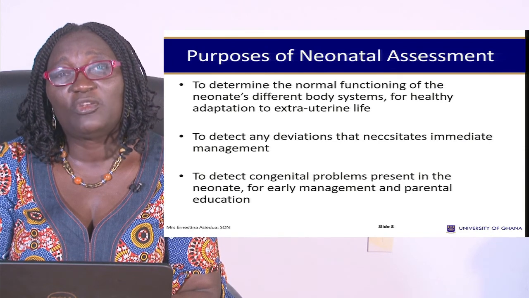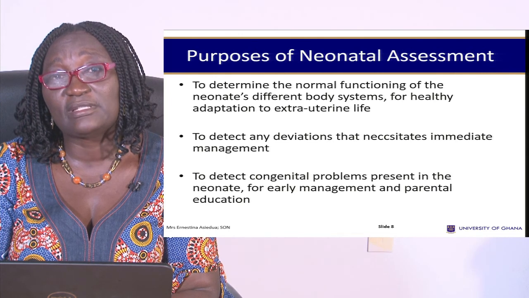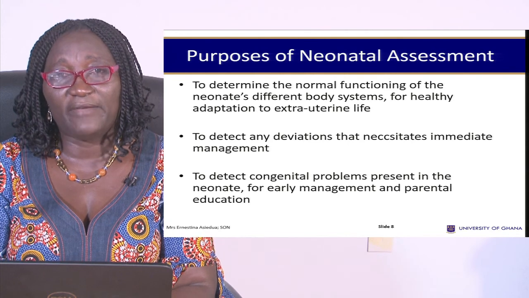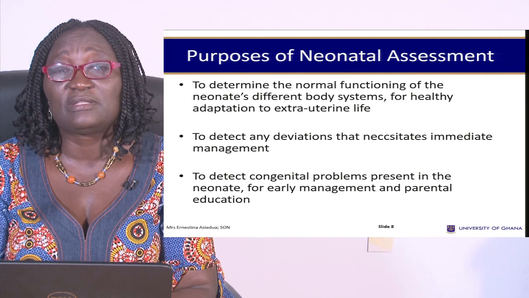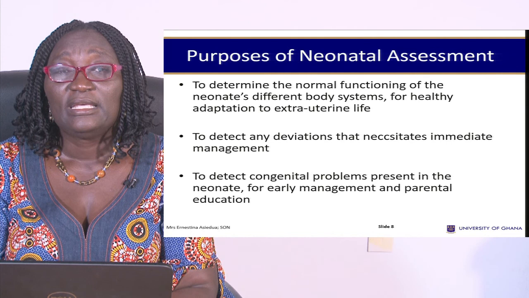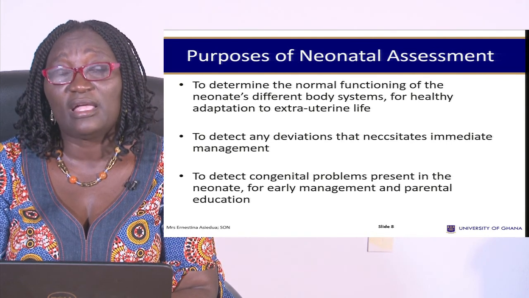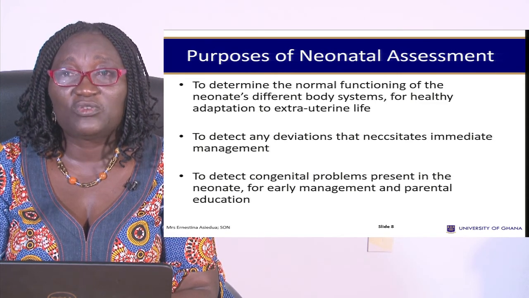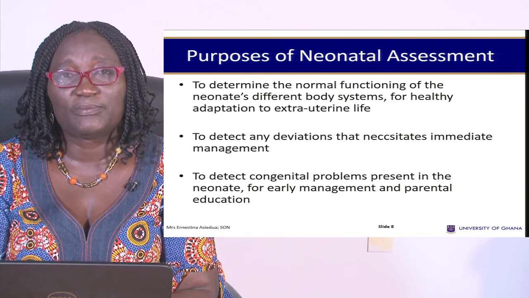We also want to determine normal functioning of the neonates. We'll be looking at all the different body systems, and at healthy adaptation to extrauterine life. We know that in intrauterine life, the placenta plays a very major role for this baby, and it supplies the fetus with nutrients, respiration, and all that. Now, when the baby is born, it is important that it's able to adapt to extrauterine life, that is life outside the uterus. This baby should be able to establish its own respiration and sustain the respiration.